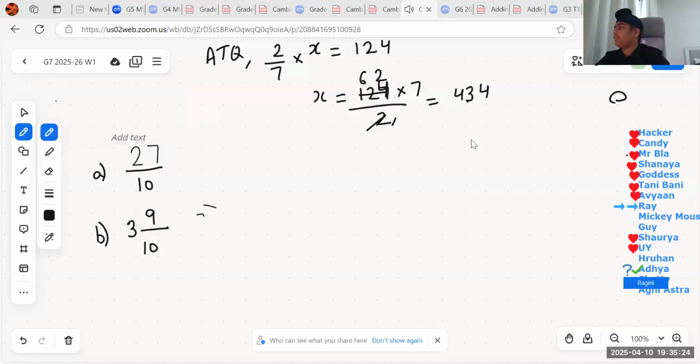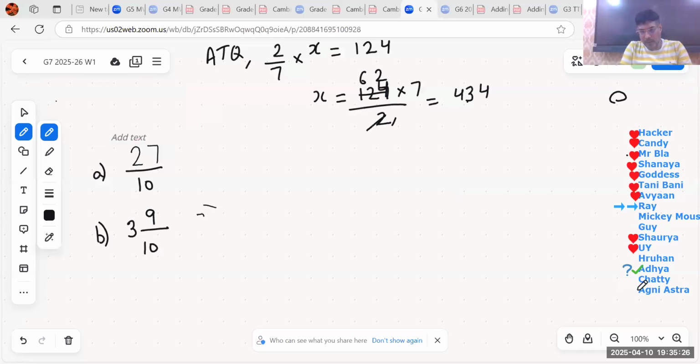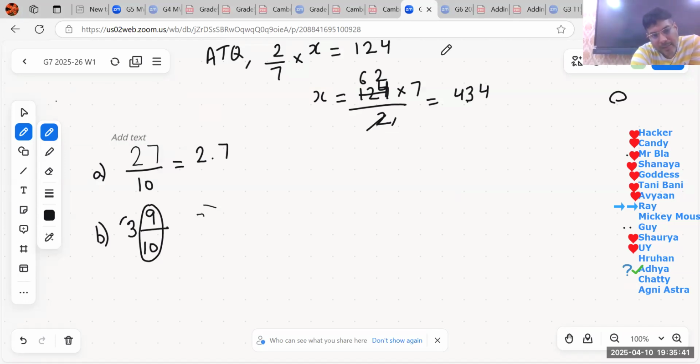Yes, but Arav, they are correct. I have checked your answers. So in decimals, this would be 2.7, and this would be, because this is the whole part and this is the fraction part. This is whole and this is fraction. So it will be 3.9.